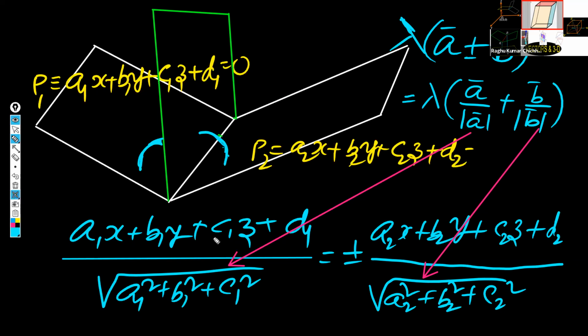This is about the internal and external angular bisectors of a 2D line and 3D plane. And as well, I have explained how it is shown in the vector form and how it is shown in the 3D form.